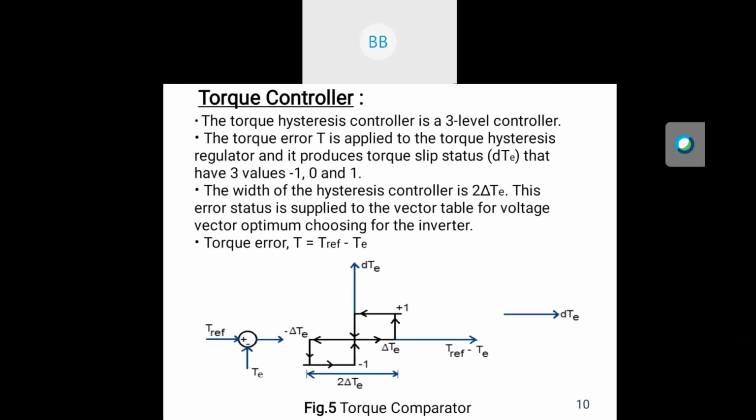When the torque error is less than minus del TE, the torque status will be minus 1, which means a torque decrease is required. When the torque error is greater than plus del TE, the torque status will be 1, which means a torque increase is required. When the torque error is within the hysteresis band, between minus del TE and plus del TE, the torque status is 0, which means the torque should remain unchanged. So this is all about the hysteresis comparator.